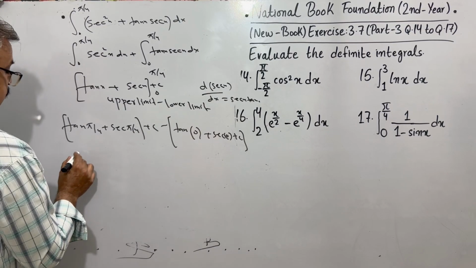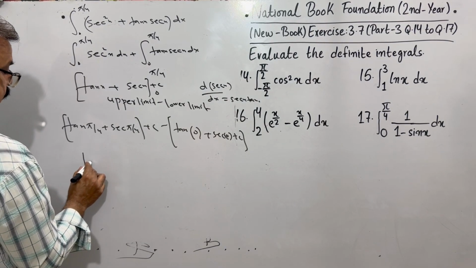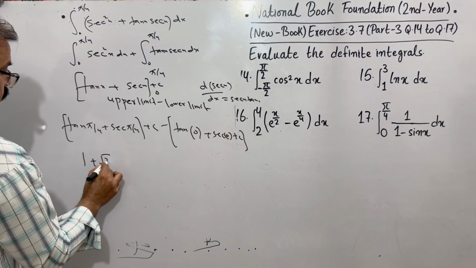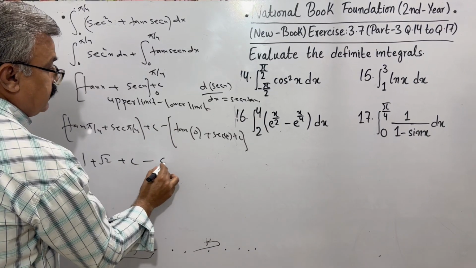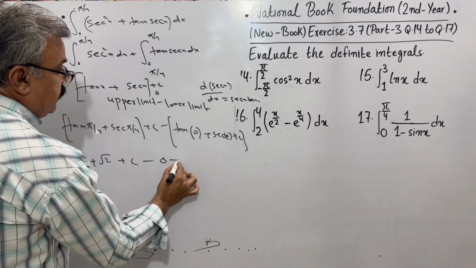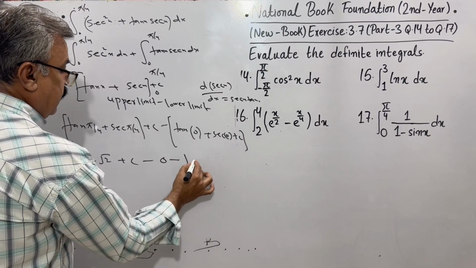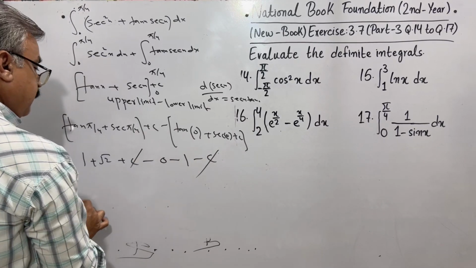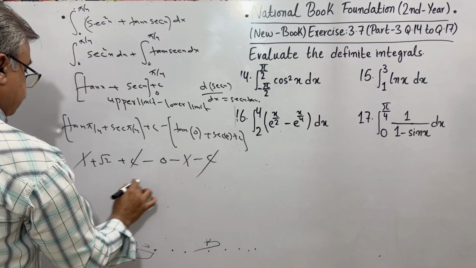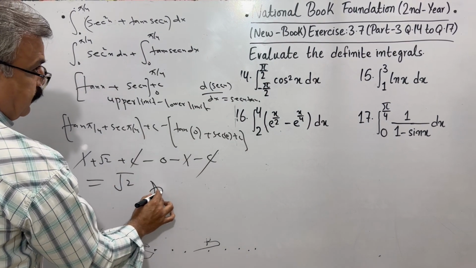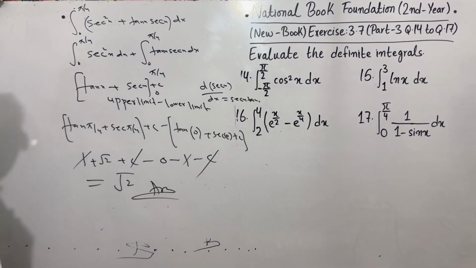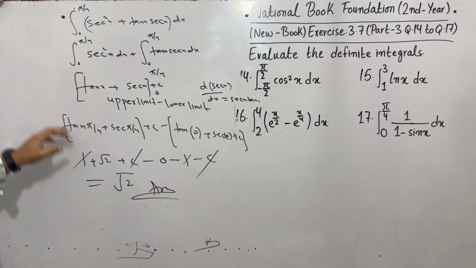Tan 45, tan pi over 4, is equal to 1. Sec pi over 4 is root 2, plus c, minus tan 0, which is 0, minus sec 0, which is equal to 1, and the negative c cancels out. This 1 is also cancelled out. What are we left with? Root 2. Root 2 is our final answer in that case.